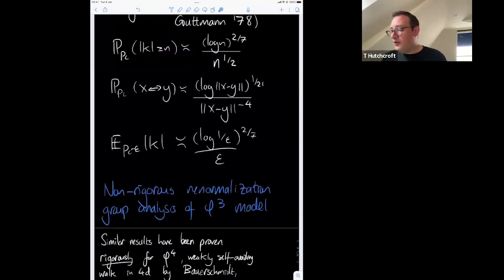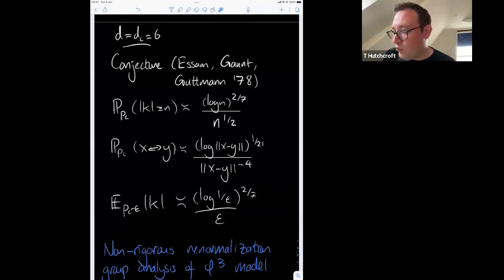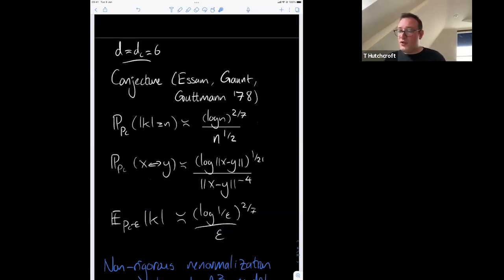Okay, now there are a few more comments on this and about why this hasn't been done rigorously yet. So one thing is that the way that physicists like to analyze these kinds of things is using renormalization group type analysis.